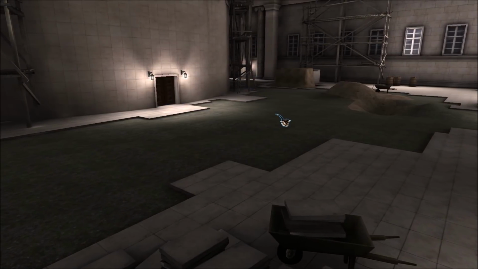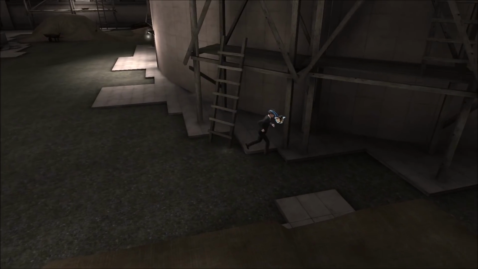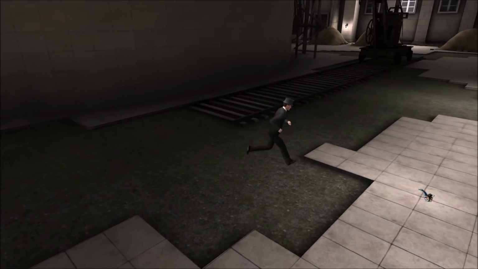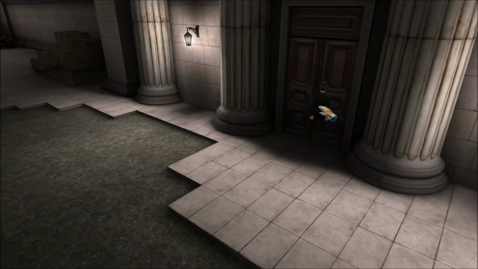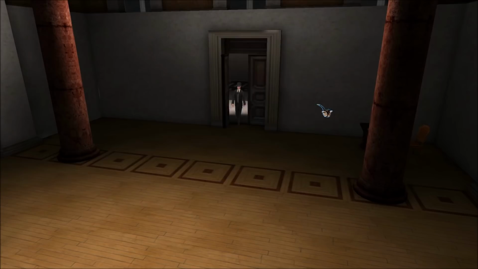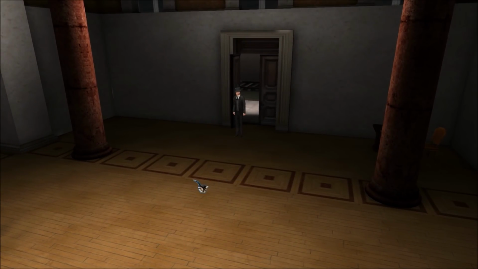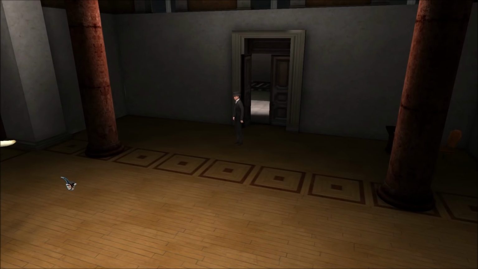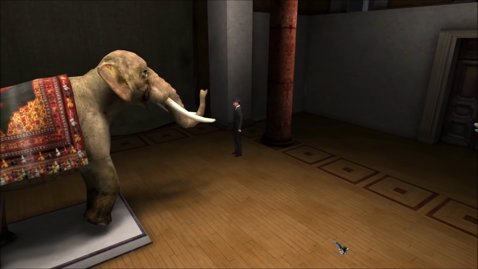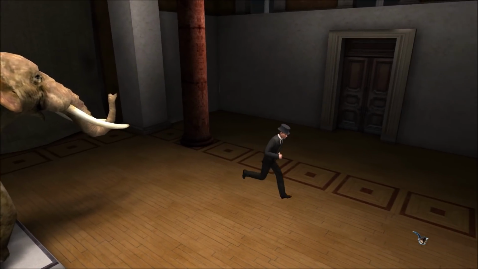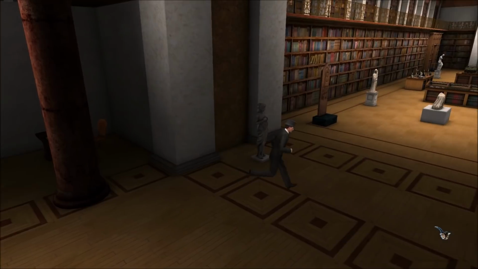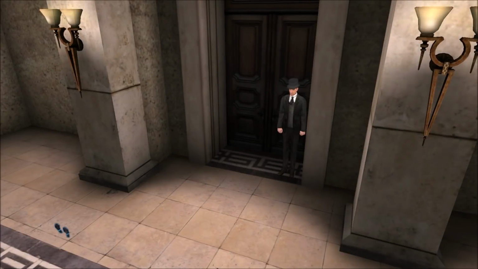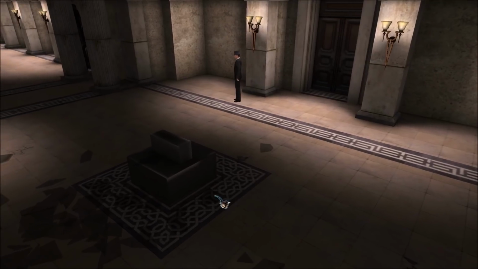What is it? Holmes is very determined going there. Wow, that's the door to the permanent exhibition hall. Poor Holmes, doing so much wandering around. I have no idea where the maintenance room is here, honestly. This seems like something that's not intended to be a puzzle, but it actually is.